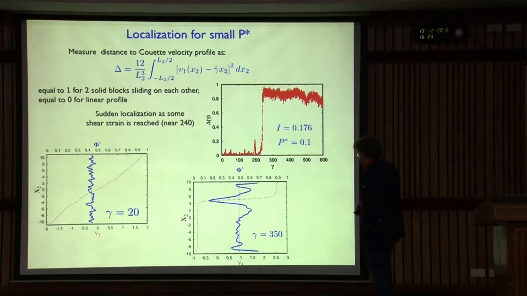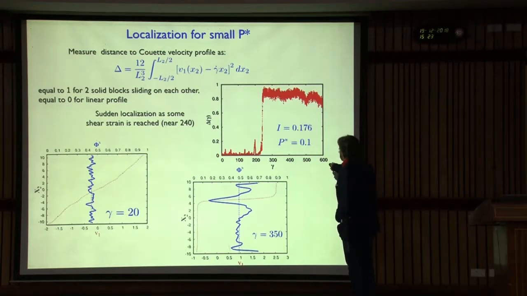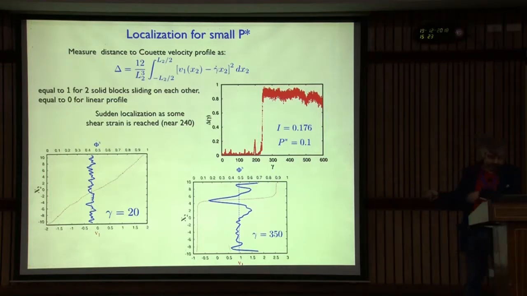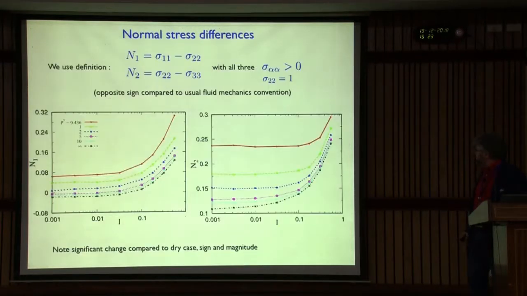So these two states correspond to the beginning, 20 here, and the end of that curve there in that range. And this is how delta evolves, with this sudden jump from non-localized, a little bit fluctuating, to strongly localized situations. So, well, this is just an example, and in the rest of our study, we just avoided such situations, and that's why we could not go to very small p star.